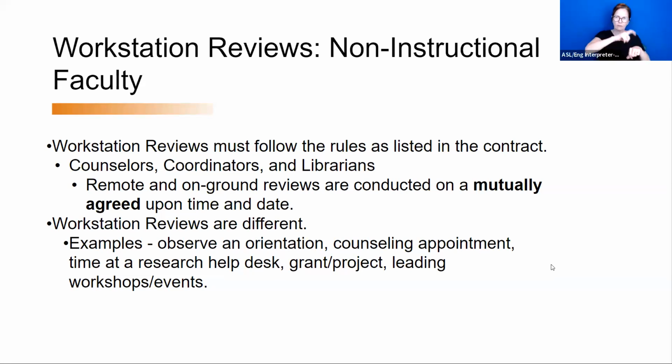So workstation reviews are different for non-instructional faculty depending on your category. And if you have questions on this, I'm going to defer to my two colleagues here. But for example, they may observe an orientation that you do at the library. They may sit in on a counseling appointment. They may look at how you handle your time at the research help desk. They may look at a grant or project that you are leading as part of your work as a DE coordinator. They may sit in on workshops or events that are part of your regular work. But again, all of these things should be mutually agreed upon beforehand, right? Times, dates, etc.